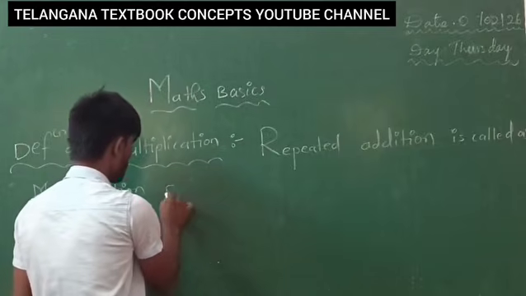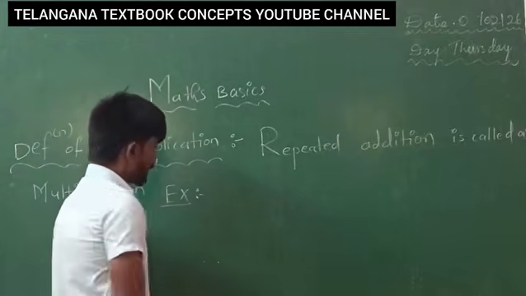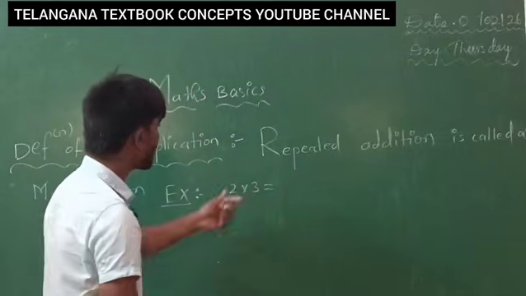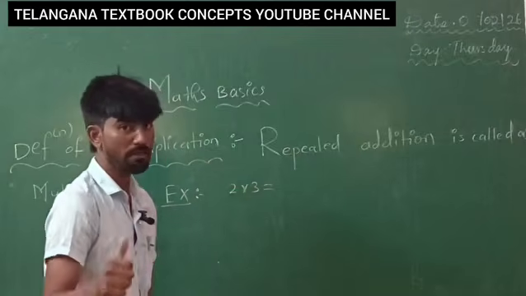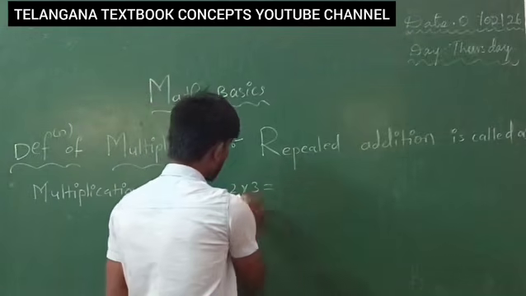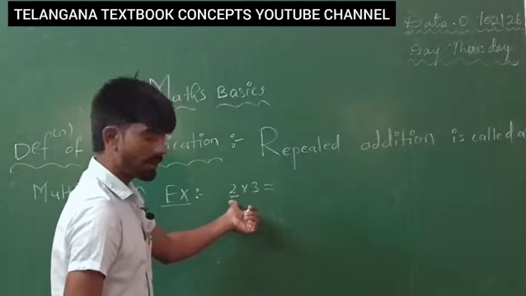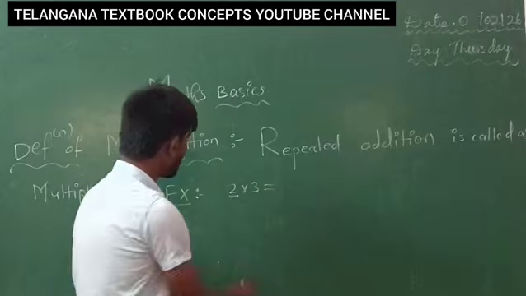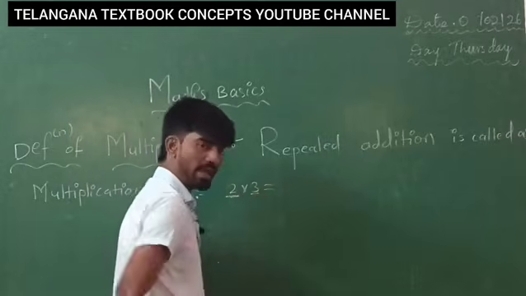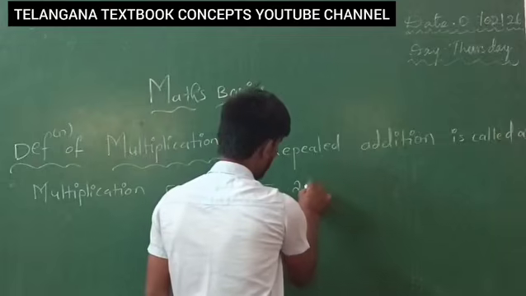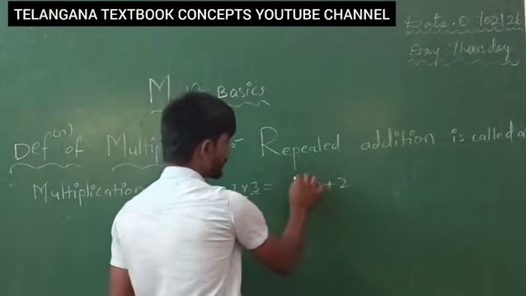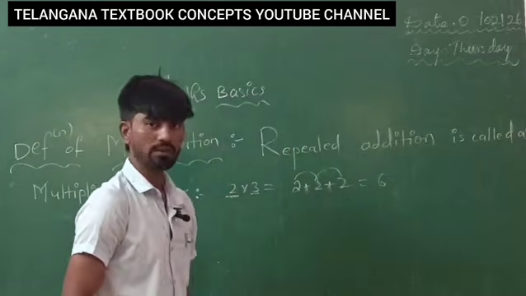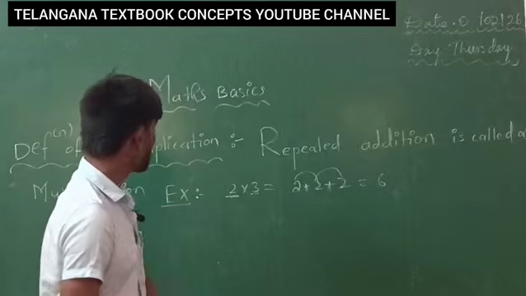For example, 2 into 3. So this is a multiplication. But why does it come to addition in this part? That is the main doubt, and now I'm going to clarify. Suppose I'm taking the two table. 2 threes are, directly, I'm writing 6. But here 2 is added how many times? 3 times. Here 2 plus 2 plus 2. 2 plus 2 is 4, 4 plus 2 is 6. So this is called repeated addition. Repeated addition is called multiplication.